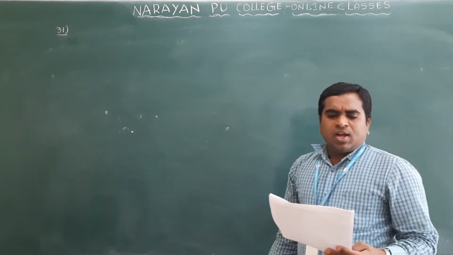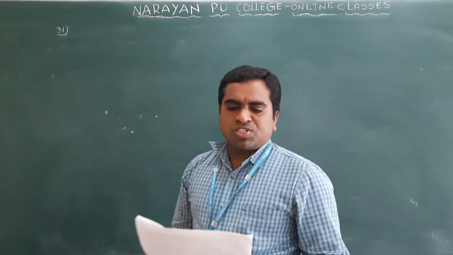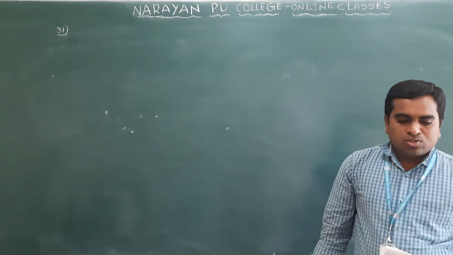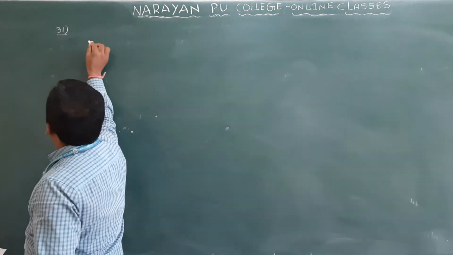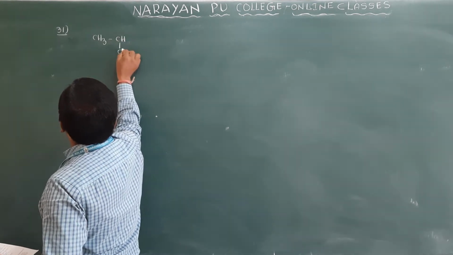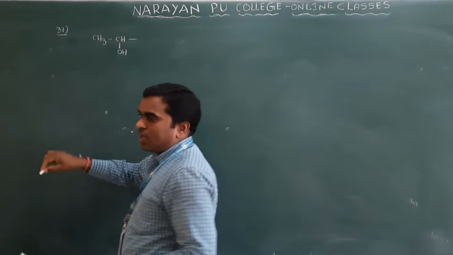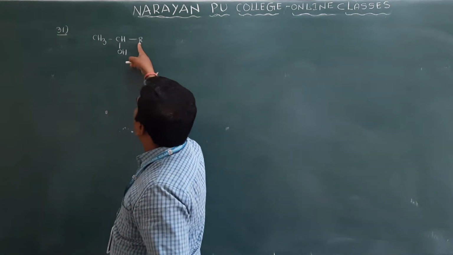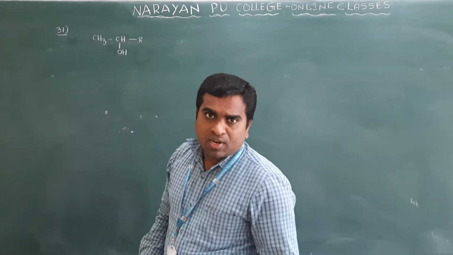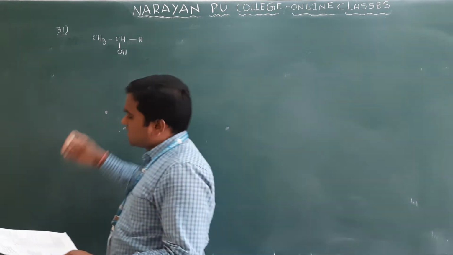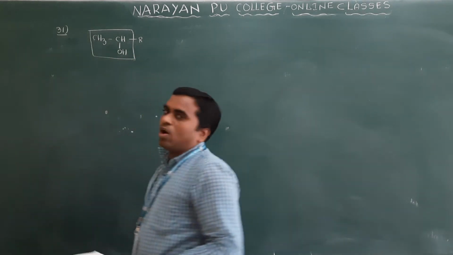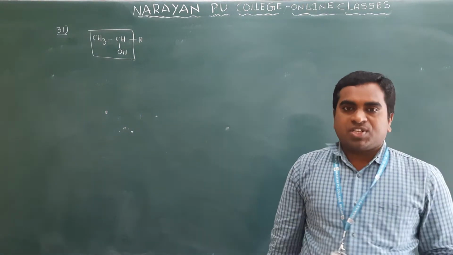Just see here. Among the following, which one gives a positive iodoform test upon reaction with iodine and NaOH? Clear? So I already mentioned the positive iodoform test for alcohol. To give a positive iodoform test, this group should be present, and R can be H, R can be CH3, whatever it may be. If the compound has this group, then automatically it will show a positive iodoform test.